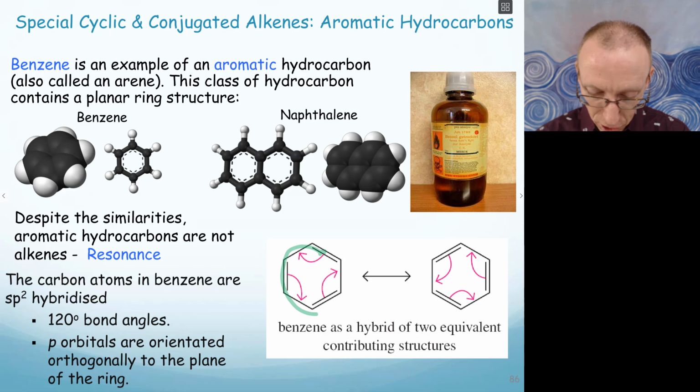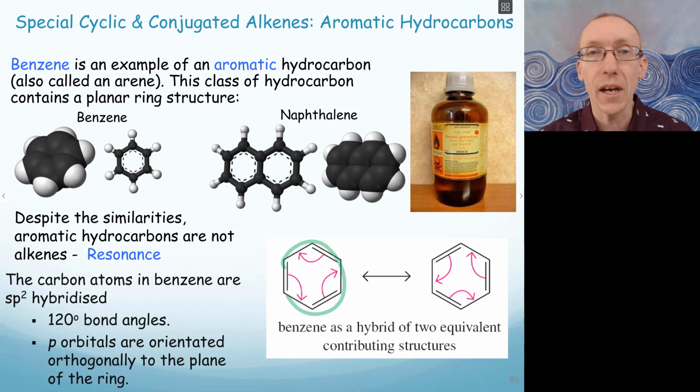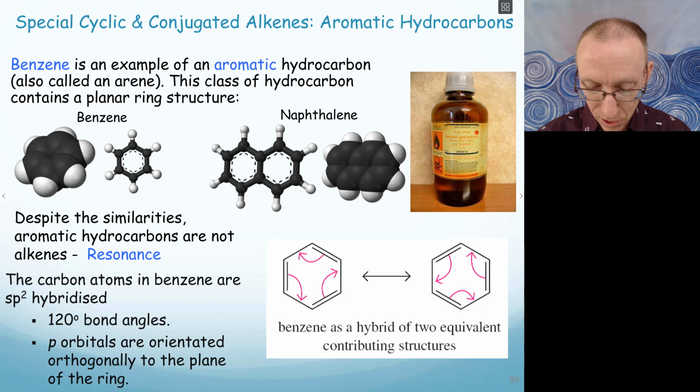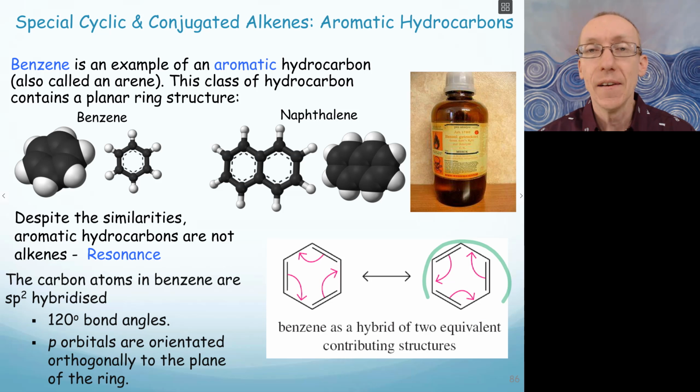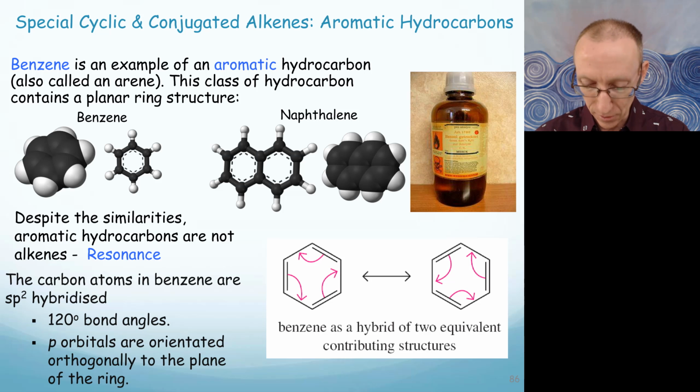We can draw this structure here, but we can also use our curly arrows to move each one of these pi bonds around to the adjacent position. And we end up with the resonance form on the right. Now, when we can draw more than one resonance form for a molecule, that means that it's stabilized. That's a general feature of resonance.